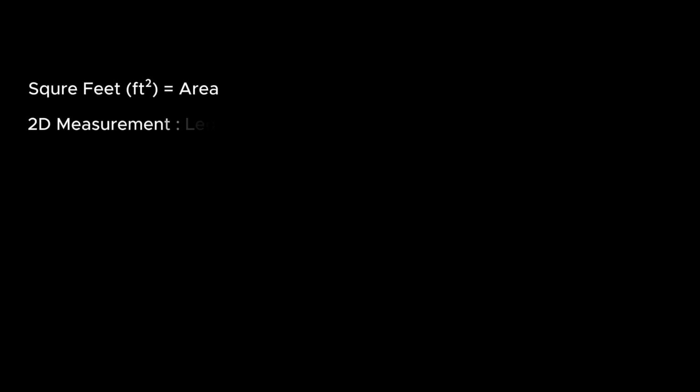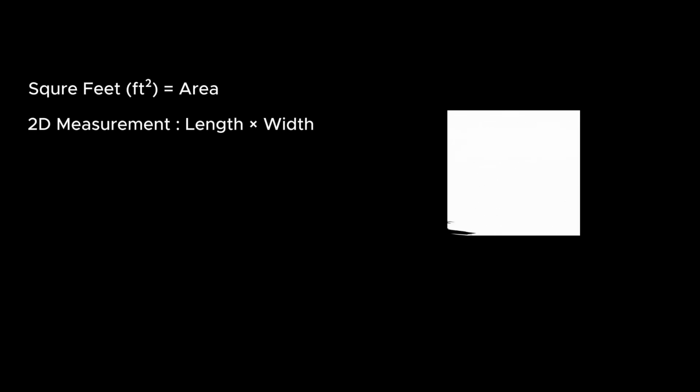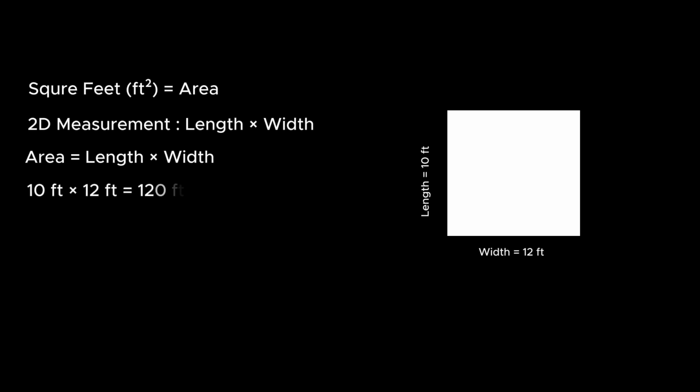Square feet measure area. This is a two-dimensional measurement because it only considers length and width. Imagine you are buying a rug for a room. You measure the length of the room and the width of the room. To find the square footage, you simply multiply these two numbers together. In this case, 10 feet times 12 feet gives us 120 square feet.